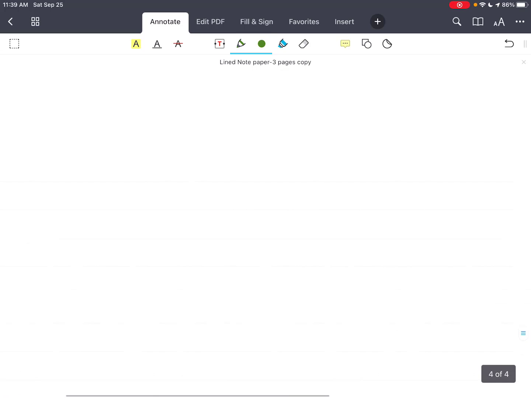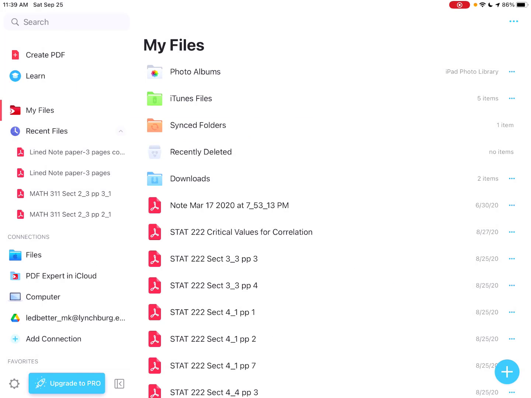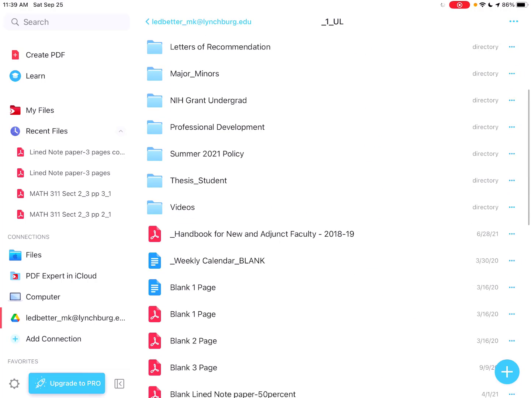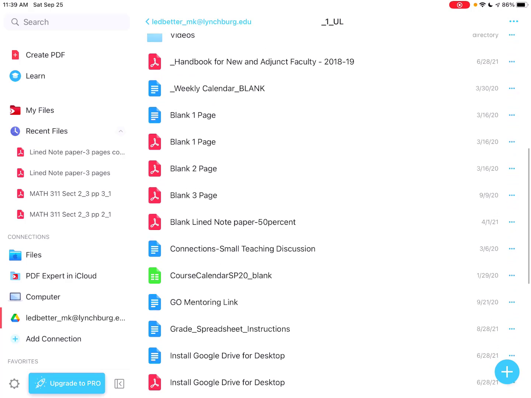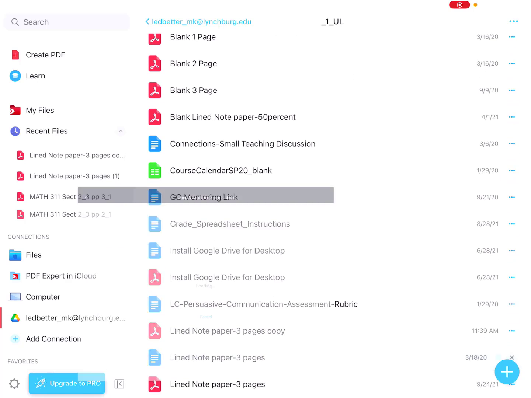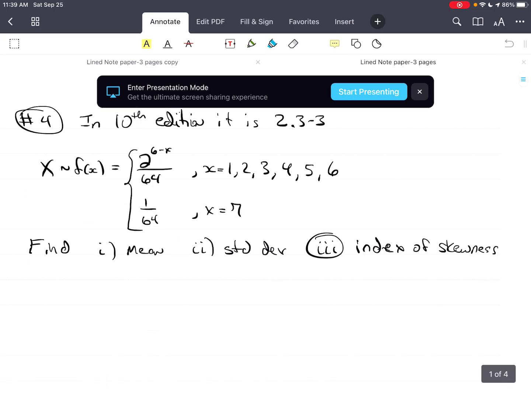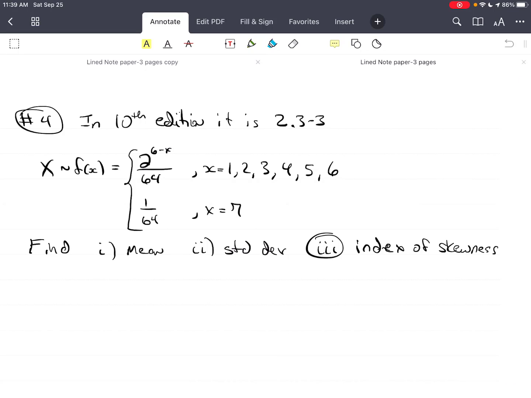So now we go to number 4. I have to open up something that I just closed by accident, hoping it still has it. Oh, not that one. It's this one. There we go. So number 4, in the 10th edition, it's 2.3-3. This problem is not in the 9th edition, but I thought it was a good problem, so I wanted to assign it, so I wrote it out in the assignment here.